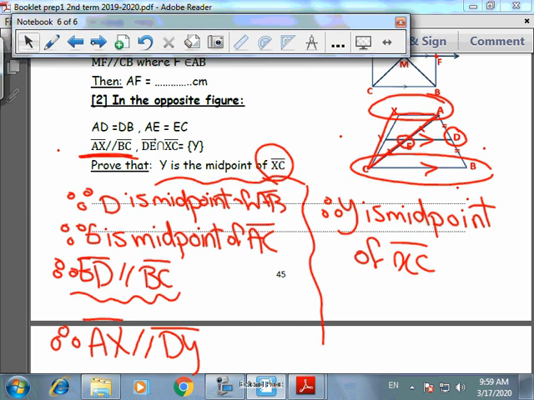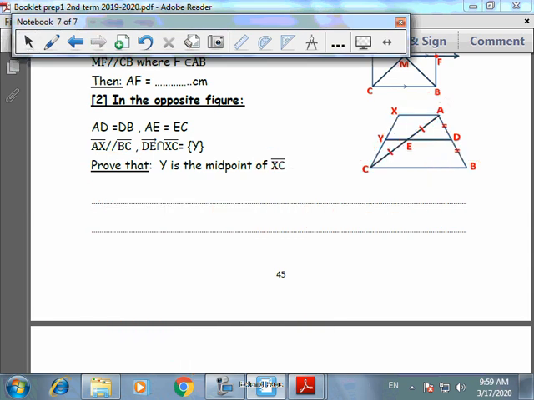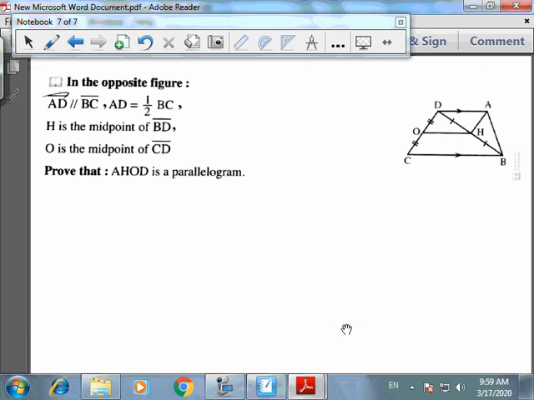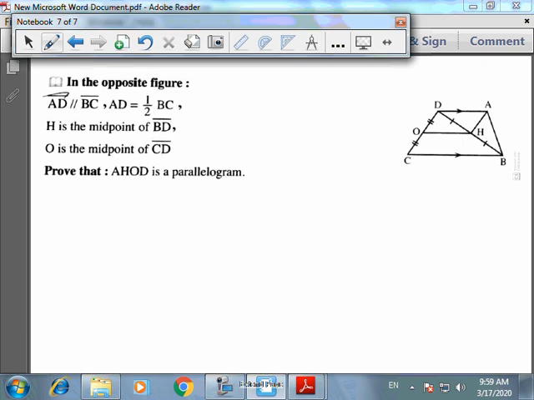Okay, let's go to another set of examples. AD is parallel to BC. AD equals half BC. H is midpoint of BD. O is the midpoint of CD. Prove that AHOD is a parallelogram.